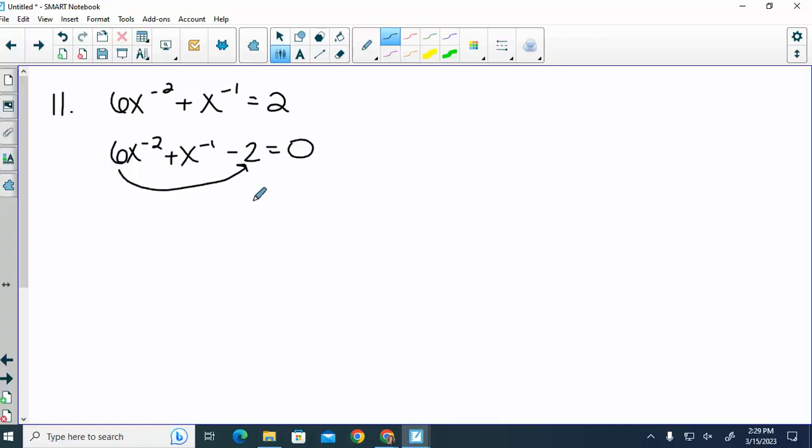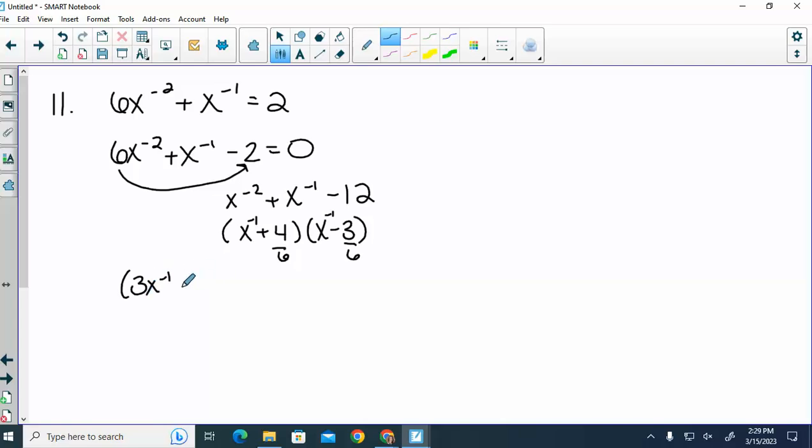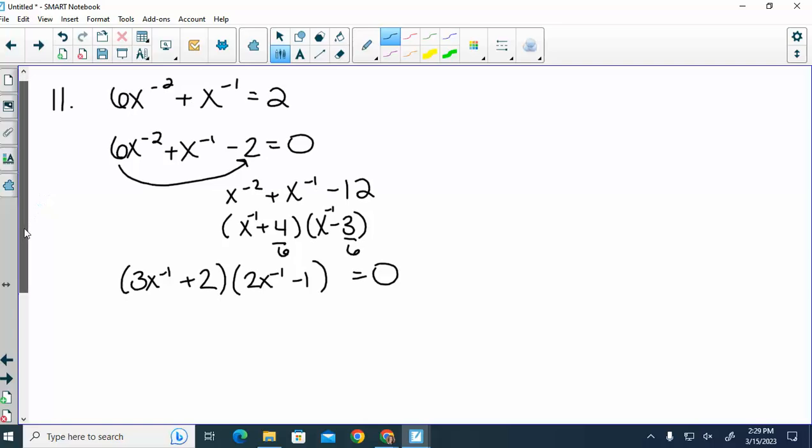So if we slip and slide, we get x to the -2 plus x to the -1 minus 12. Then what do we need to do? Let's reduce this to 2/3, so that's 3x to the negative 1 plus 2. 3/6 is 1/2, so that's 2x to the negative 1 minus 1. Make sure you know what this means. We set them each to 0.